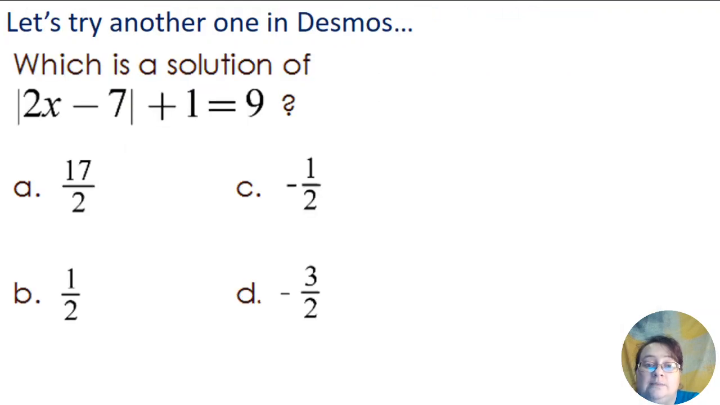Let's try another one. Here, we've got the absolute value of 2x minus 7. And then outside my absolute value sign, I have plus 1 equals 9. So let's try this in Desmos as well. We're going to bring up our web browser again.